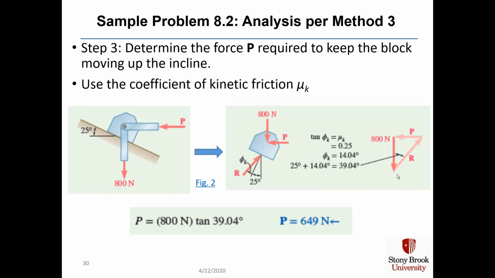Now we'll determine the force P required to keep the block moving up the incline. In this case, you add the 25-degree angle for the incline to the friction angle, but now you're using the friction angle phi sub k, not phi sub s. And mu sub k is only 0.25, not 0.35. Its arctangent is only 14.04 degrees. This angle here comes out to 39.04 degrees. And 800 newtons times the tangent of 39.04 degrees is only 649 newtons.